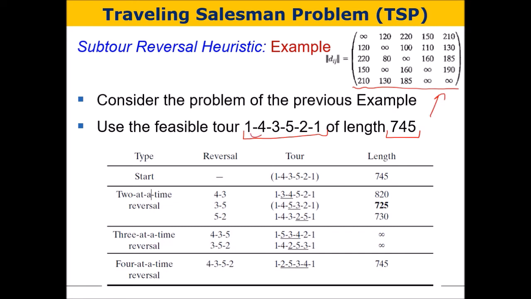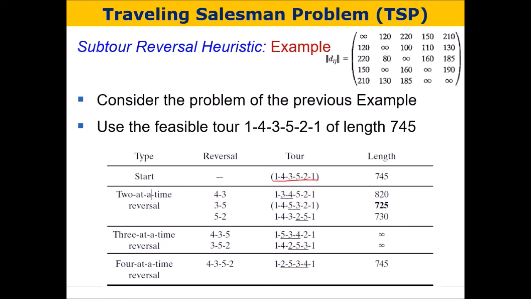So going from 1 to 4, the distance is 150. And then you add up all those distances, 4 to 3, 3 to 5, and so on, and you obtain this objective function value. Then let's apply this subtour reversal heuristic. How do we do it? We start with this heuristic.